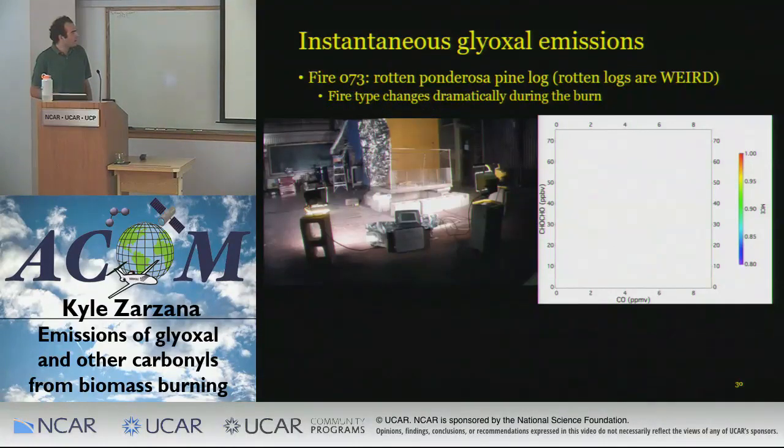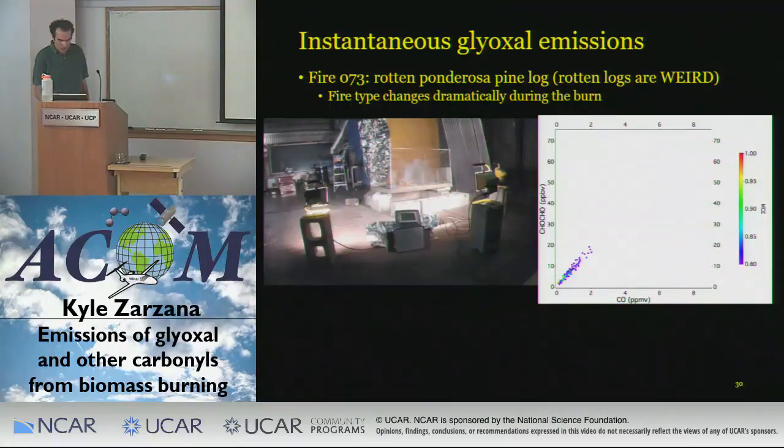And this is another fire that I looked at. This was a rotten log burn. I don't want to read too much into this. Rotten logs are really weird just because there's not a standard for it. They can be more or less rotten. But here I've got a video of it, and then I've got glyoxal versus CO, and it's colored by MCE. And so the hotter colors are higher MCEs for this burn. And so at the start, there's no flames, it's just smoke coming out. And we end up with one distinct glyoxal to CO emission ratio at the start of the burn.